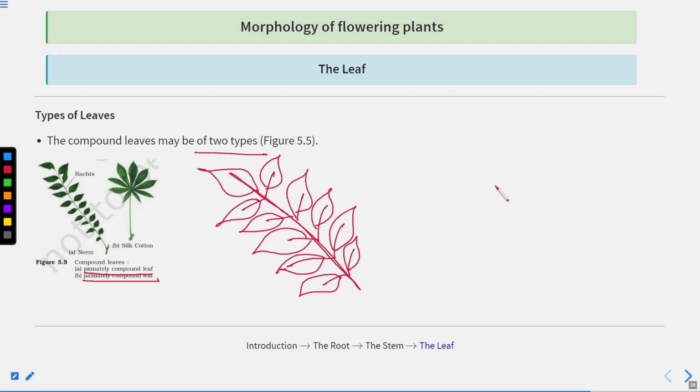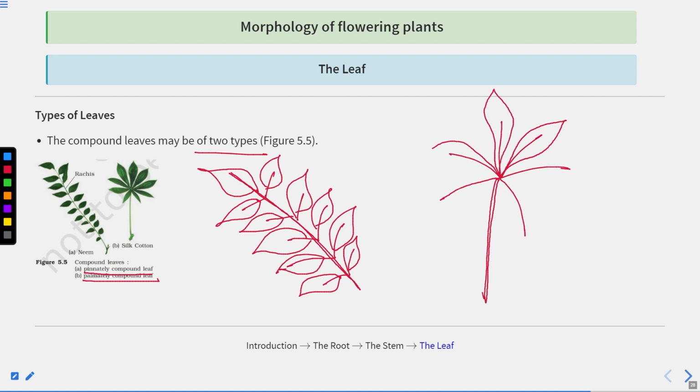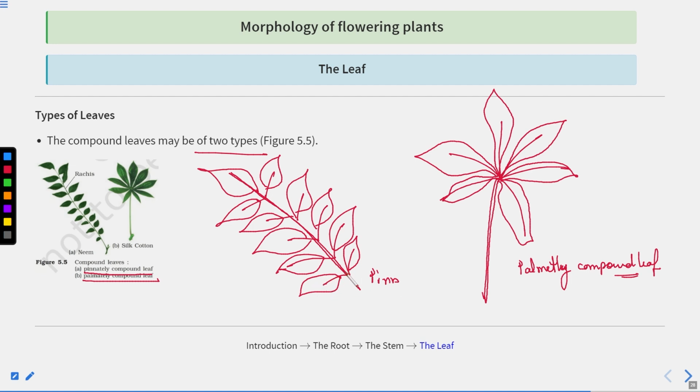Now, if you see the palmately compound leaf, there is this petiolar region, and from this particular point a number of leaflets are forming, as you can see in the case of silk cotton. So this is the palmately compound, and this is the pinnately compound. These leaflets are also called pinna. So, pinnately compound.